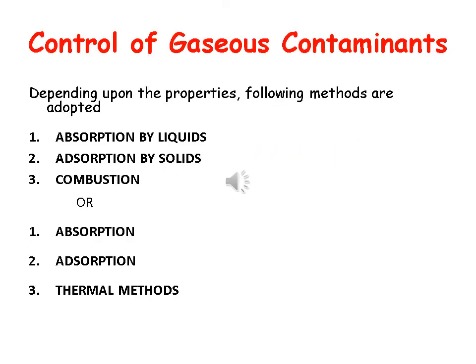Let us see in detail about control of gaseous contaminants, or gaseous emission control. Depending upon the properties, different methods are adopted. In your syllabus, only three methods are discussed. The first one is adsorption, the second one is absorption, and the third one is thermal methods. So let us see in detail about each one of the methods.